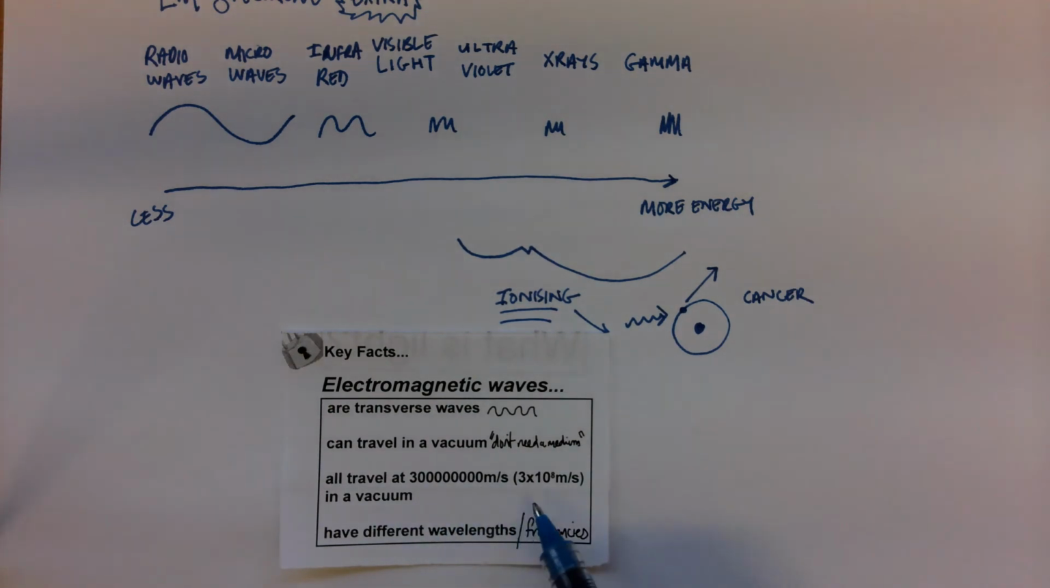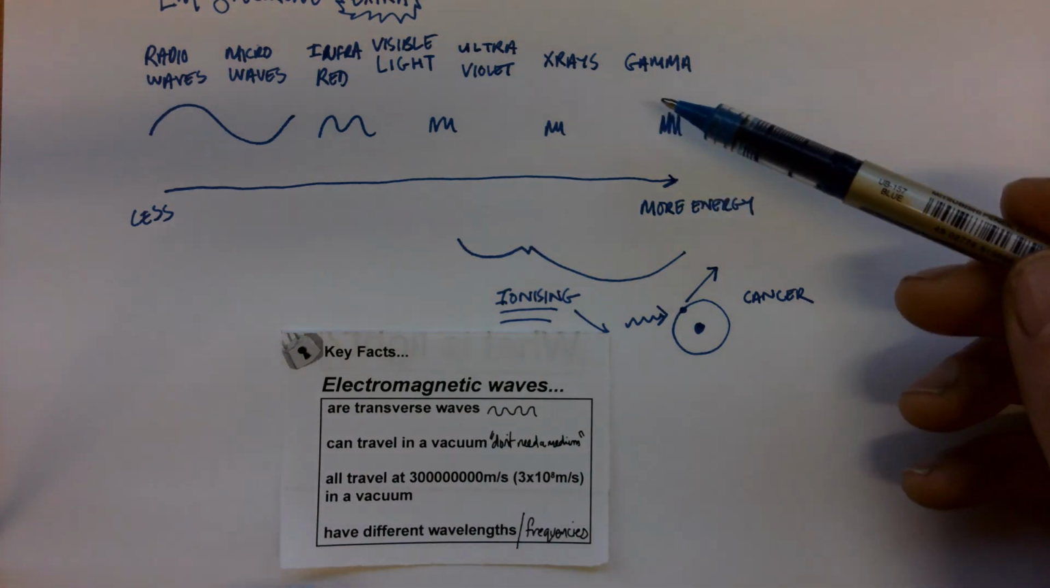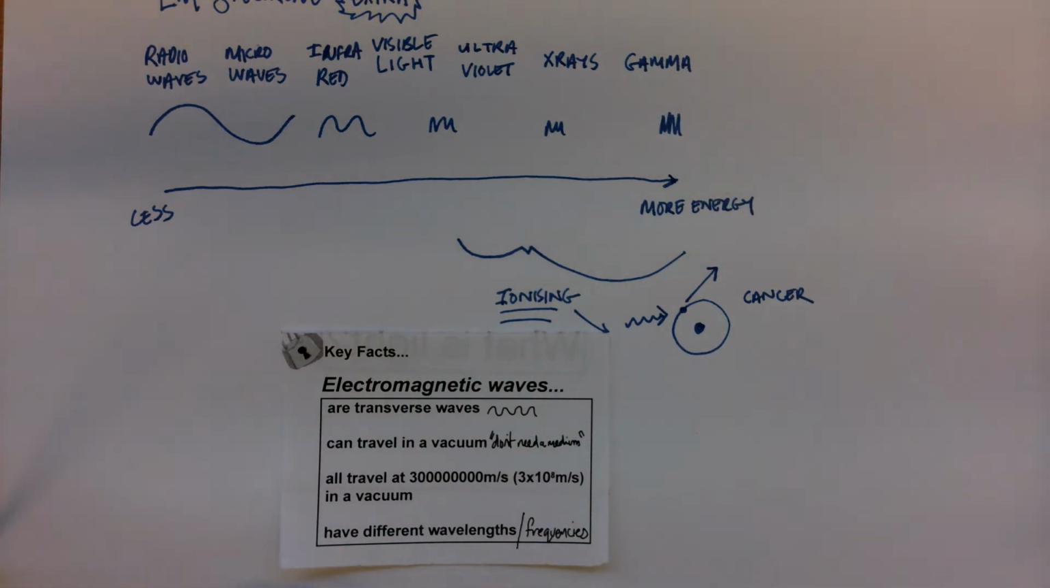And that's 3 × 10⁸ meters per second, which is often referred to simply as the speed of light. And then the bit at the end is stating what I've stated up here, which is the difference between the different types of waves, that they have different wavelengths, and this leads them to have different properties.